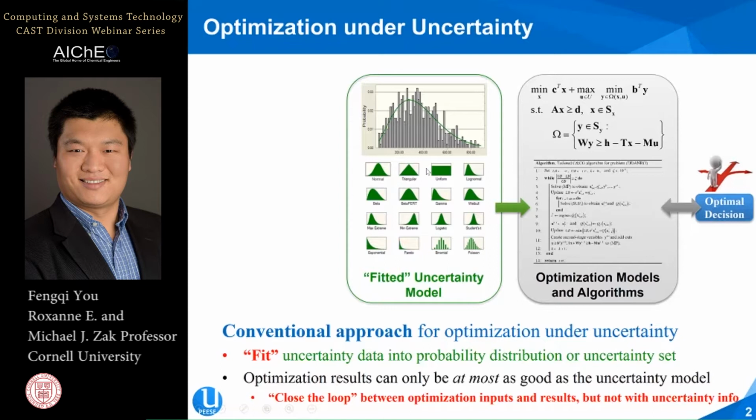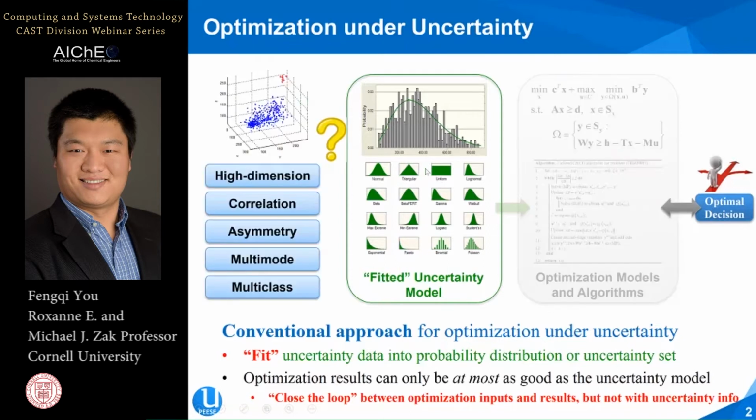What we see in industrial practice and academic research is that a lot of uncertainty information is generated from data. This data could be historical data, real-time sensor data from the Internet of Things or any type of physical system, or even forecasting data. And this data can be very complicated. It could be very high-dimensional, correlated, asymmetric, and involve multiple modes and multiple classes.